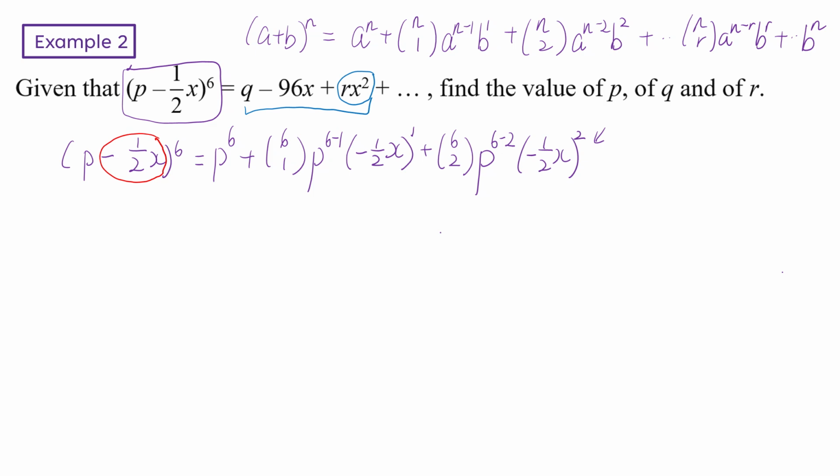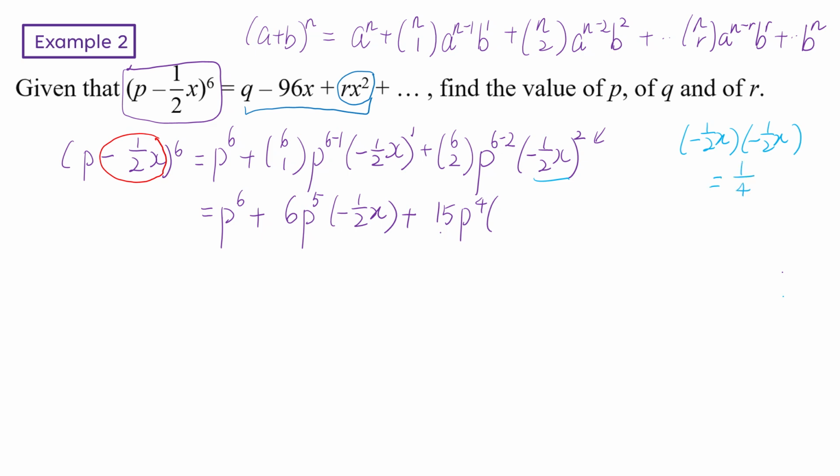Let's simplify. I would have p to the power of 6. As I have explained in the earlier slide, you can use a calculator to evaluate 6C1. That will give you 6p to the power of 5, negative half x. 6C2 will give you 15, 6 shift nCr 2, yes, 15. p to the power 4. And this term here will be negative half x times negative half x, and that gives you 1/4 x squared.